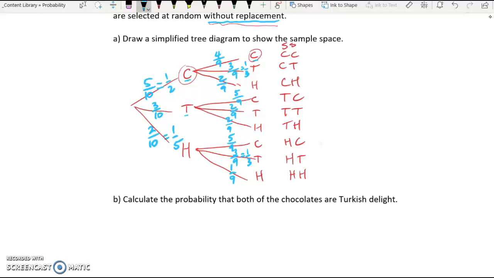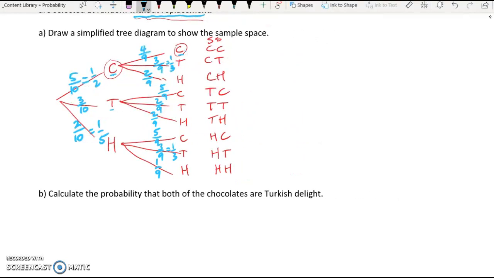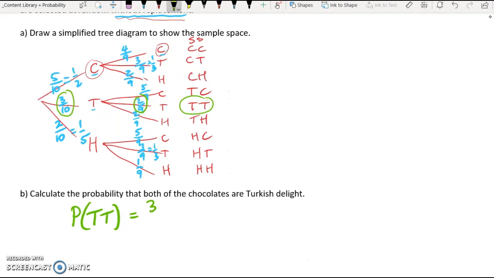So that's our tree diagram with the sample space here, all the possible outcomes. And now we want to answer our questions with probabilities. So let's have a look at this one here. Calculate the probability that both of the chocolates are Turkish delight. So we want P, Turkish delight, Turkish delight, the probability of getting Turkish delight then a Turkish delight. Well, there's only one way that can happen in terms of the sample space. But what you end up doing here is you multiply those probabilities there. So we end up going 3 out of 10 multiplied by 2 out of 9.